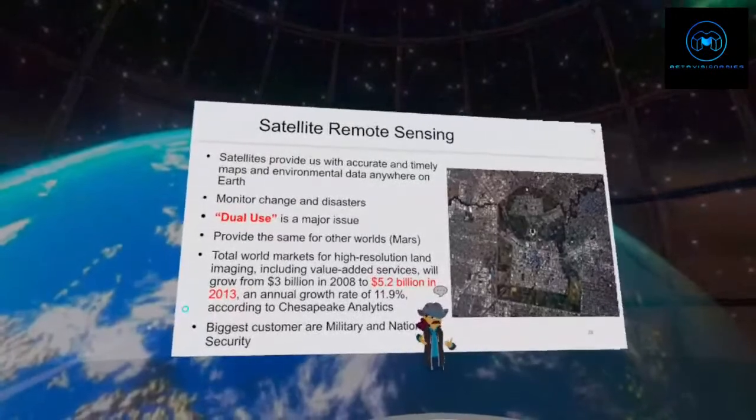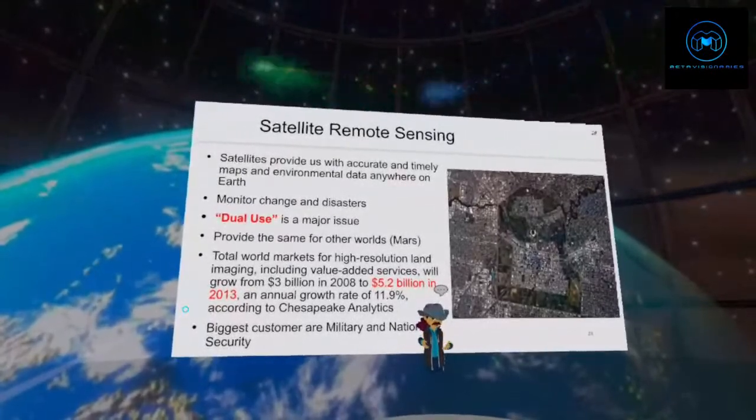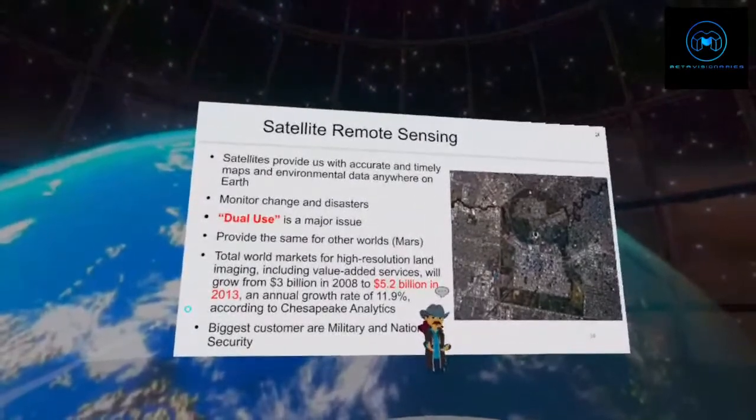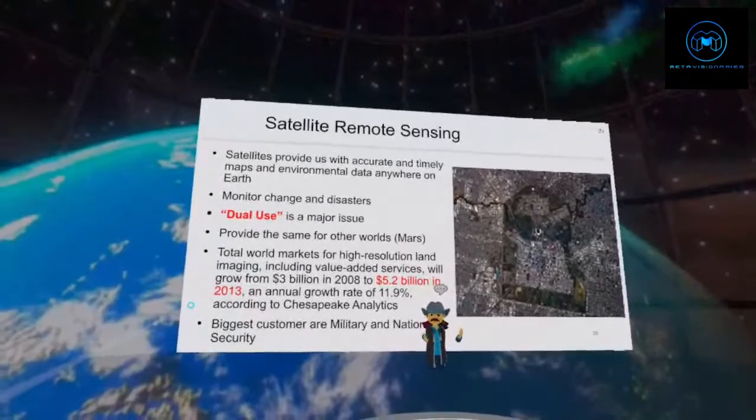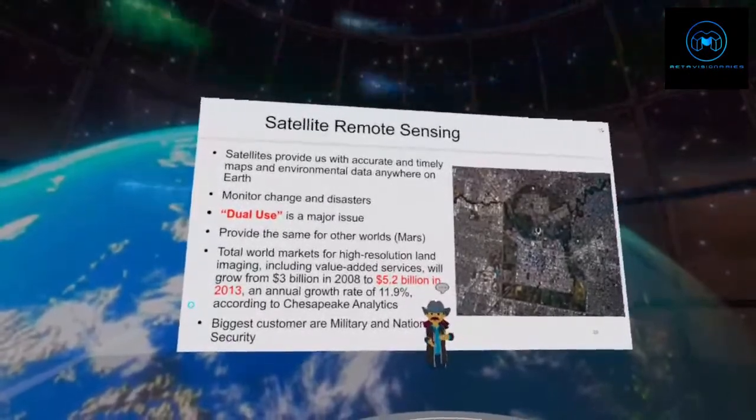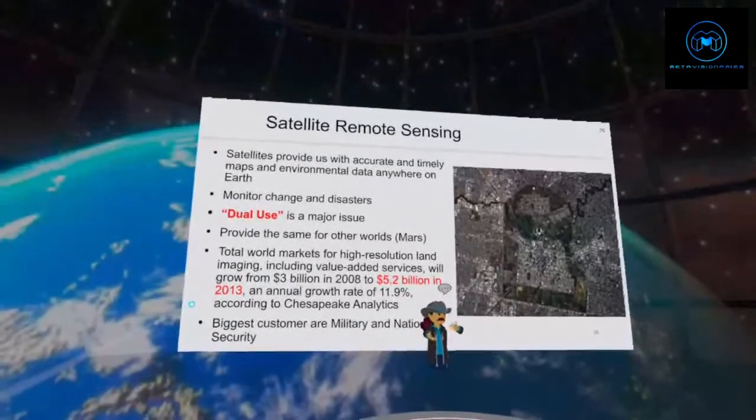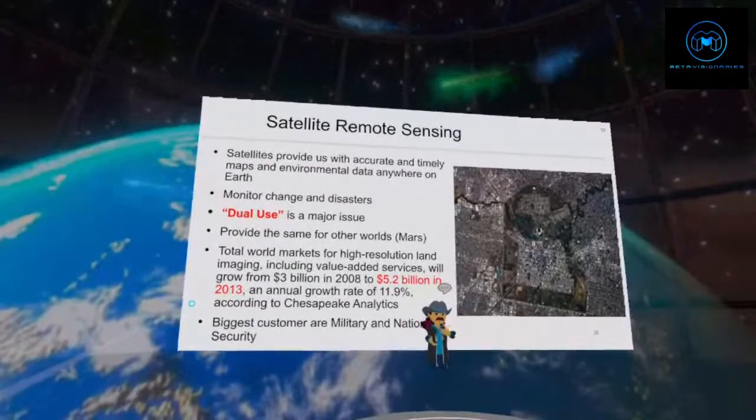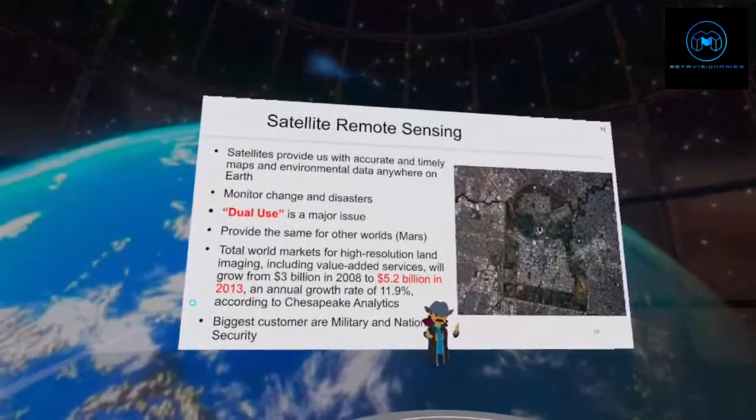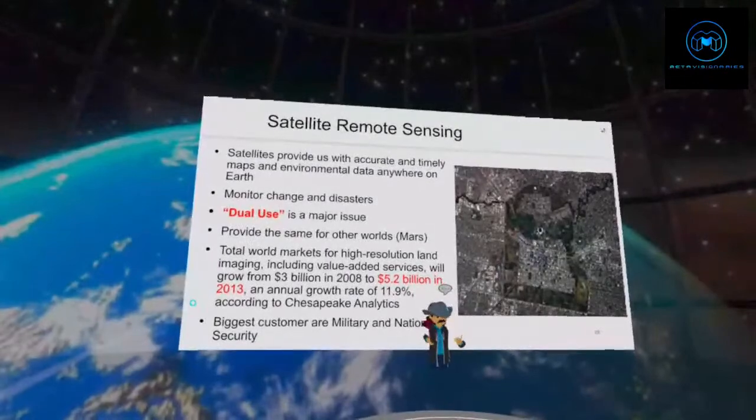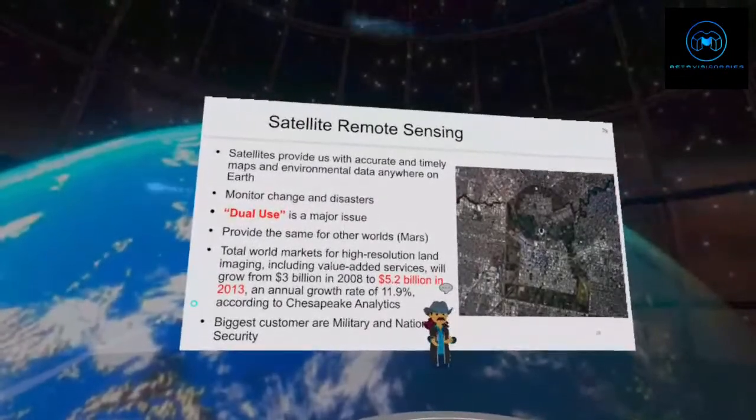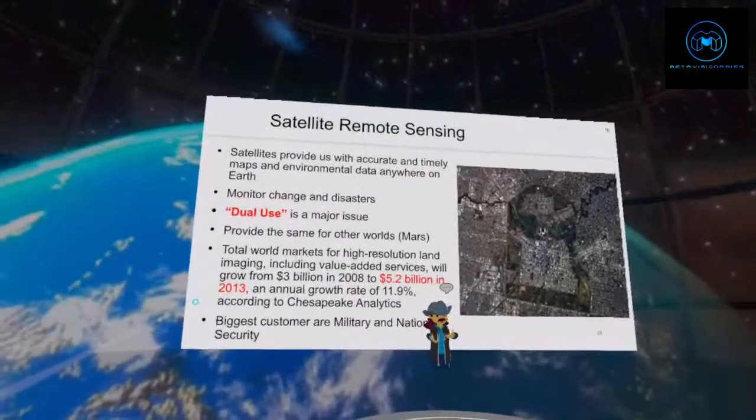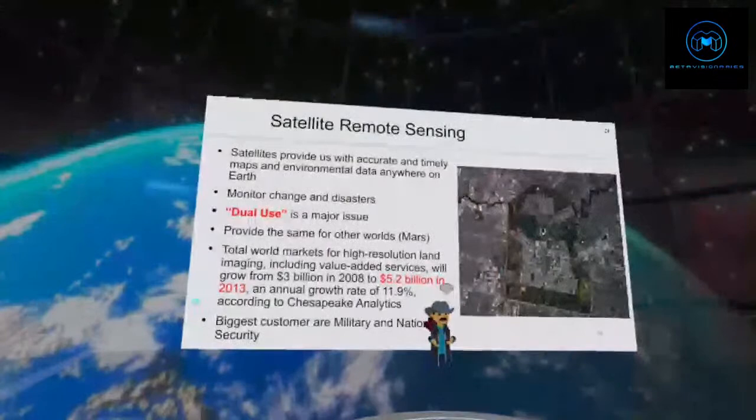Satellites give us accurate ability to map our world on a constant basis. Dual use, again, is an issue, but I want to also point out we use exactly the same things on other planets as well. The way we do remote sensing on Mars, on Venus, on other bodies in the solar system. It's exactly the same technologies, exactly the same fundamental physics and techniques and engineering. We can do this on our planet. We can do it on other planets as well.